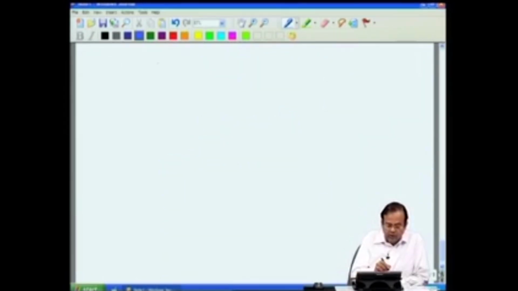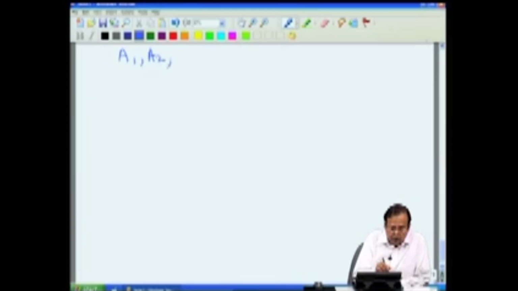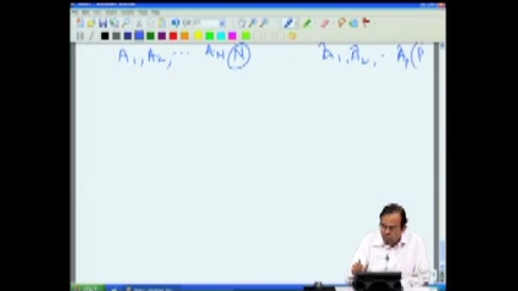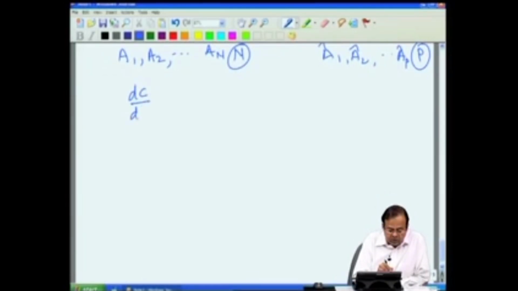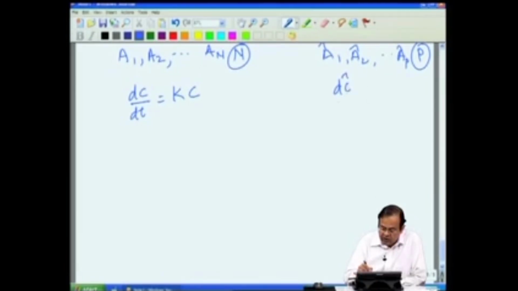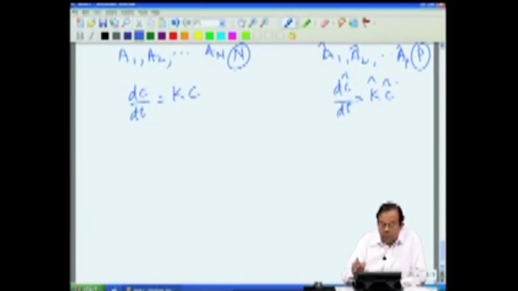So, let us go back. On one hand, we have A1, A2, ... AN species, which I want to write as A1 hat, A2 hat, ... AP hat. So, original N species, lumped into P species. My original dynamics is dC/dt equal to KC. I want my lumped species dynamics dC hat/dt equal to K hat C hat, and I am trying to see when this lumping is exact.